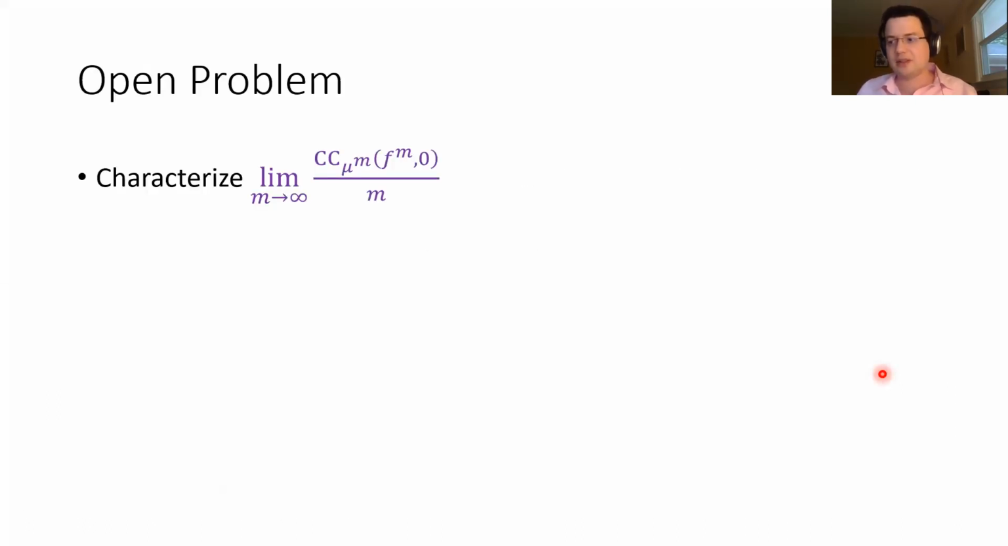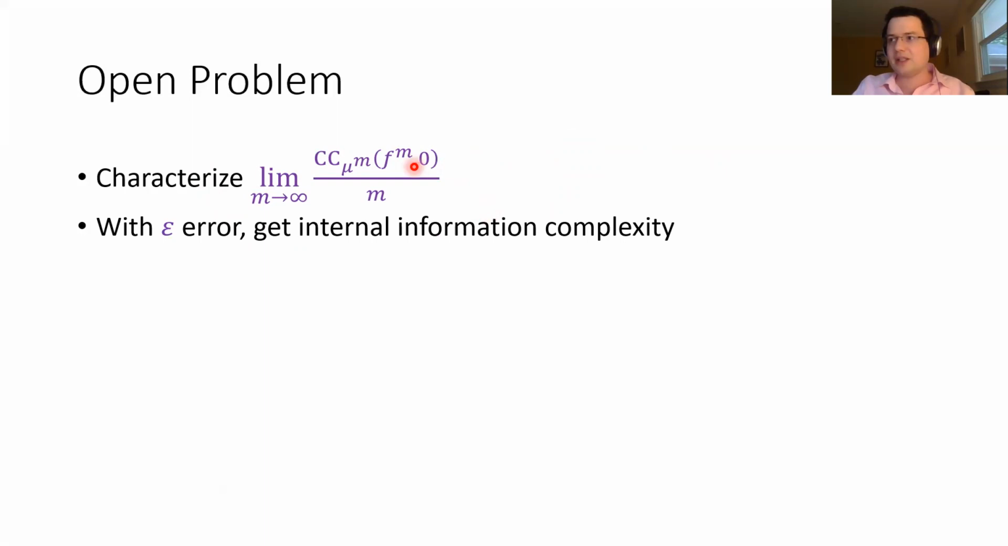So this leaves us with a major open problem of actually understanding. Remember, there were two quantities we didn't understand: zero error amortized communication and external information complexity. We understand external information complexity a little better as the result of this work, but this leaves us with not understanding this limit at all. In the language of information theory, what's the single letter characterization of this? Basically, understand this quantity. How does the zero error communication complexity of f scale with many copies? If you allow even a tiny amount of error, like 1 over m, it becomes the internal information complexity. But with zero error, we don't know what it is.